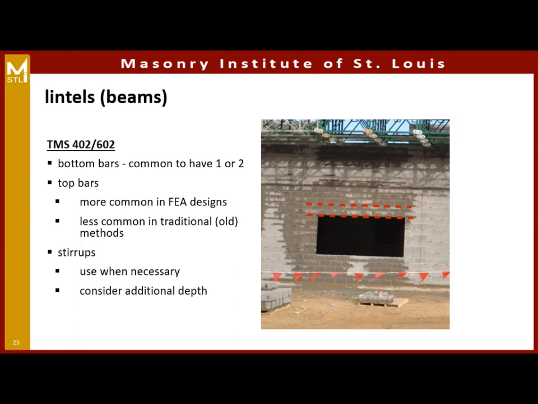Now with finite element design that we are seeing more and more, that is getting us a more efficient lintel design, but it's also giving us some fixity at the ends, which puts some tension into the top. So we are seeing more and more lintel designs with top bars. It is possible to put shear steel in masonry lintels, but our preference generally is to make the lintel deeper and resist the shear with the masonry if we can. So add additional depth when we can, but if we need to, we can add shear steel.